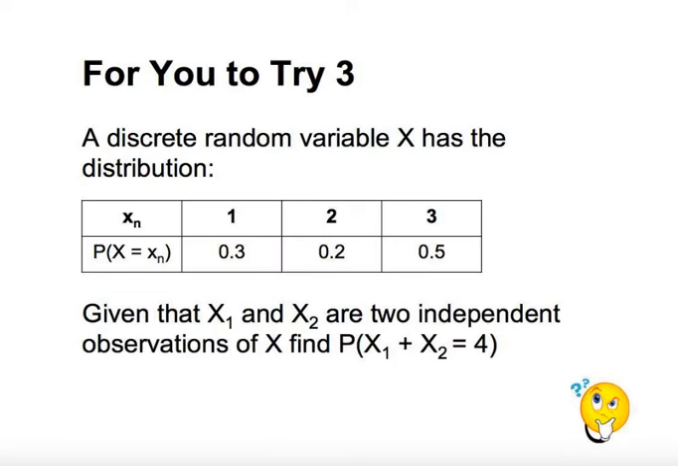A discrete random variable x has a distribution shown in the table. Given that x1 and x2 are two independent observations, find the probability that x1 plus x2 equals 4. Okay, now be careful with this one. Remember, we want to find all the different ways that x1 and x2 can combine to get this total of 4. So if you pause the video now, we'll resume with the solution in a moment.